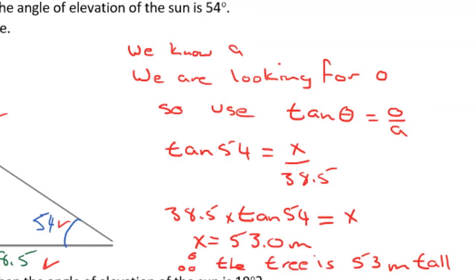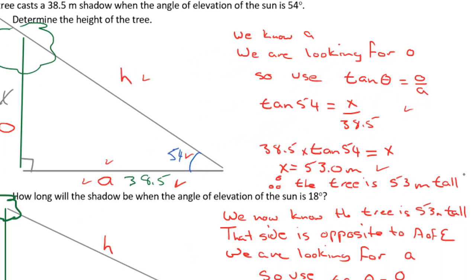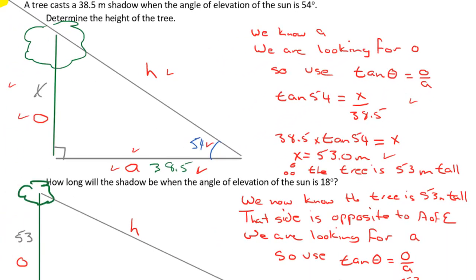Because we're trying to find out the opposite side and we're given the adjacent, we're going to use tangent. So tan of theta equals opposite over adjacent. Plugging in what we know, we get tan 54 equals x over 38.5. And when we solve this, we end up getting x equals 53.0 meters, which means the tree is 53 meters tall. Let's take a look at the next question.